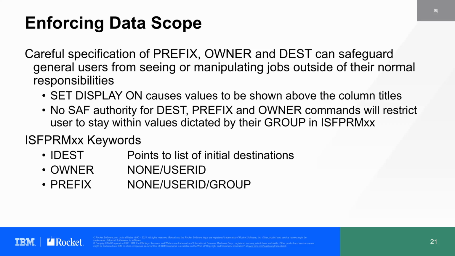You can use SET DISPLAY ON, and any user can issue that command, and it shows the current settings of prefix, owner and dest just above the column titles. And as a systems programmer or administrator, you can ring-fence them by using various keywords on GROUP. There's the DEST keyword, there's the OWNER keyword, and there's the PREFIX keyword. So if they go into that SDSF group, then you can hard code in the defaults to be used for owner and prefix. And if they haven't got access to those commands, that's where they stay.